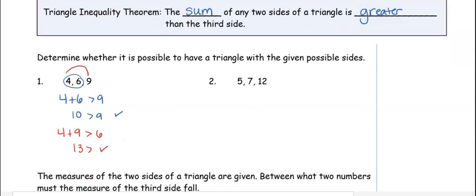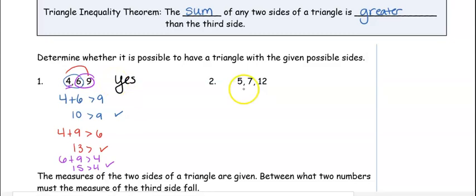And then the next set is 6 and 9. 6 and 9 has to be greater than the third side of 4. 15 is greater than 4. So when it turns out that any set of 2 is greater than the third, then my answer is yes, it's going to make a triangle.